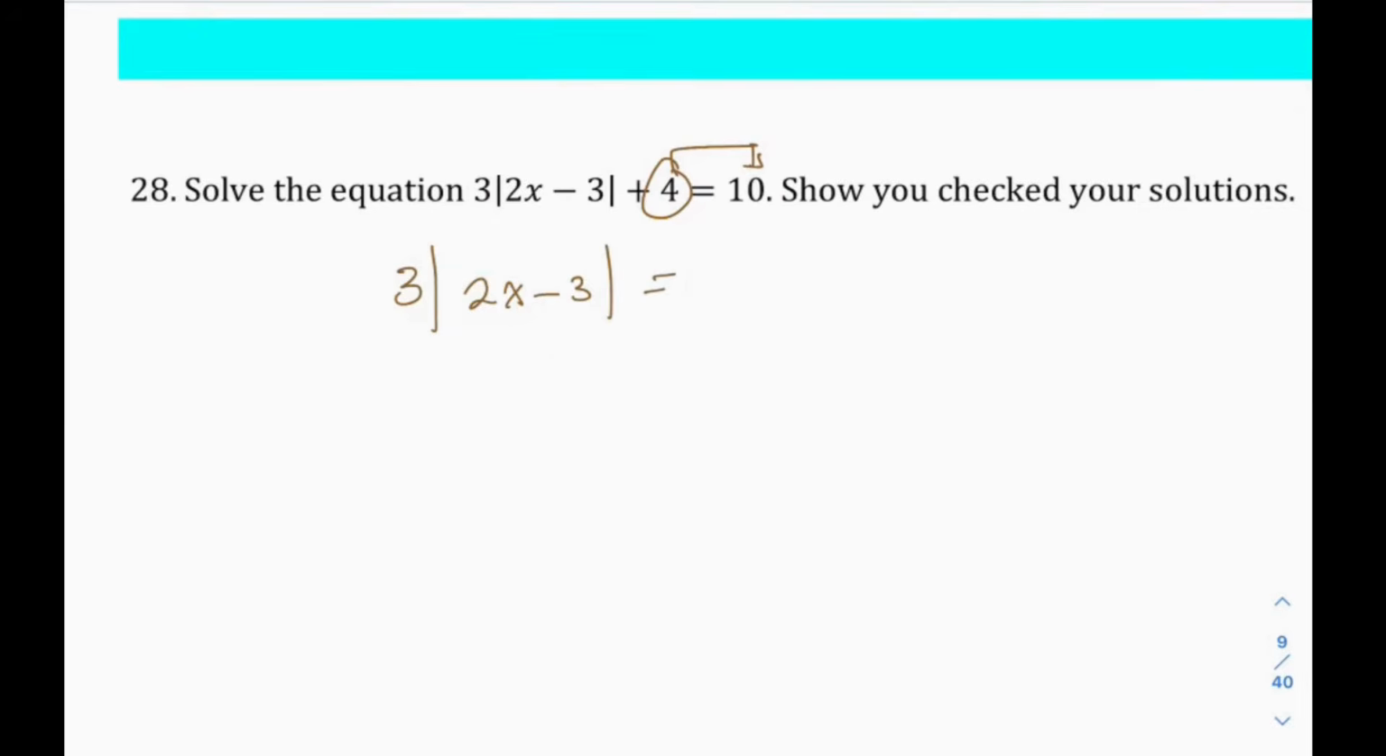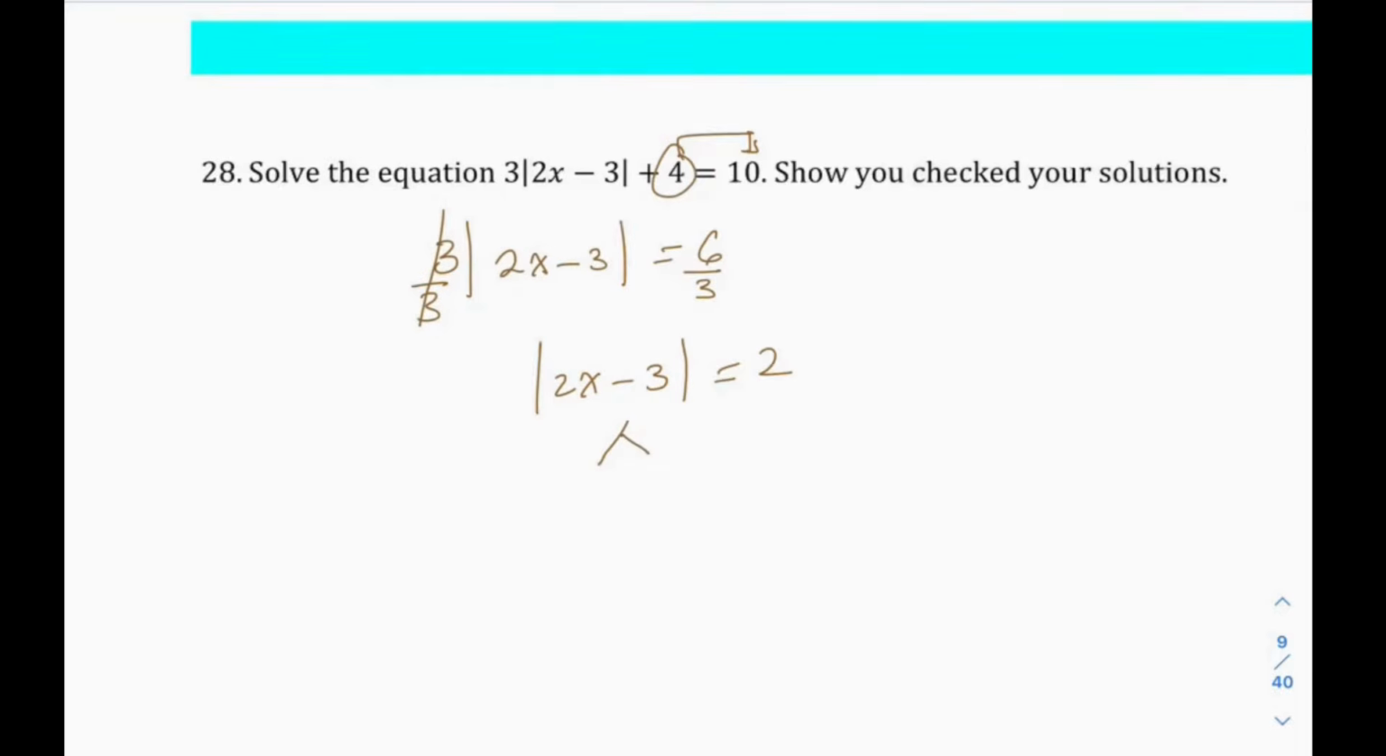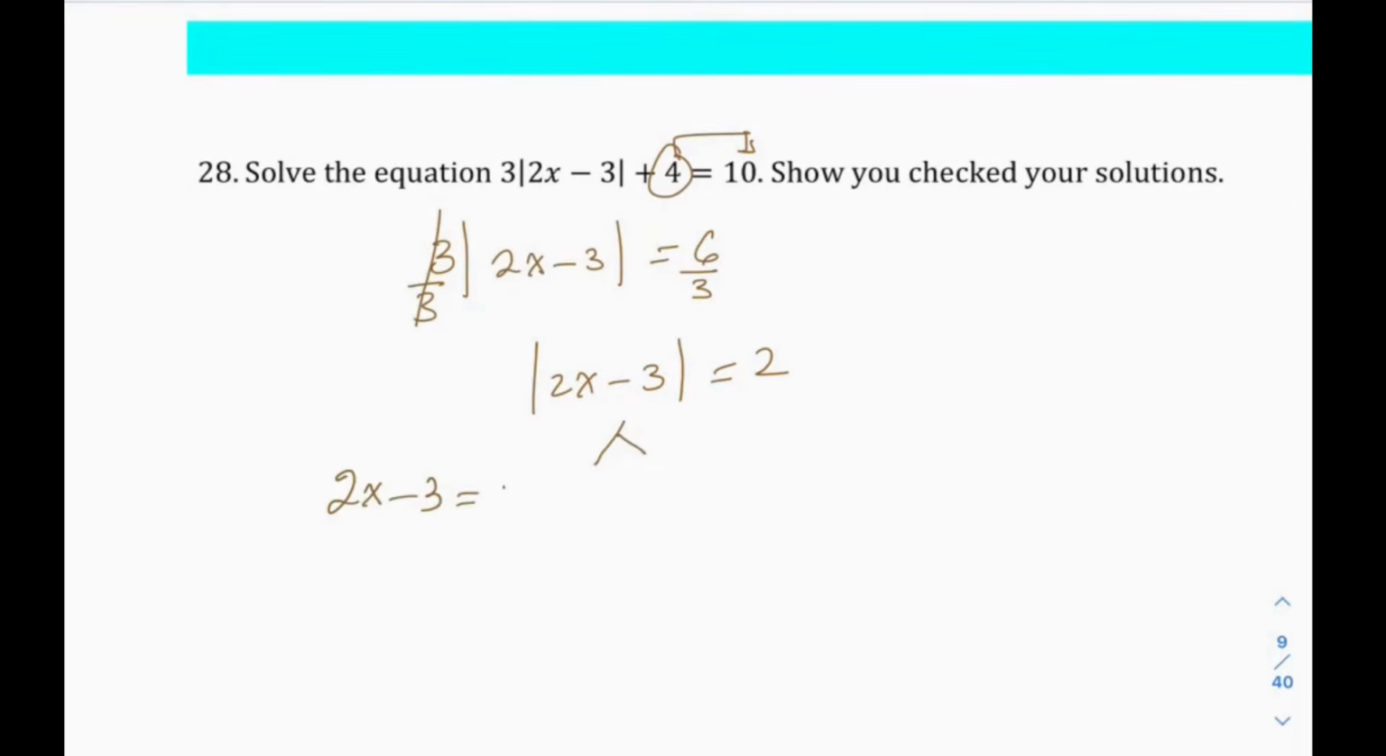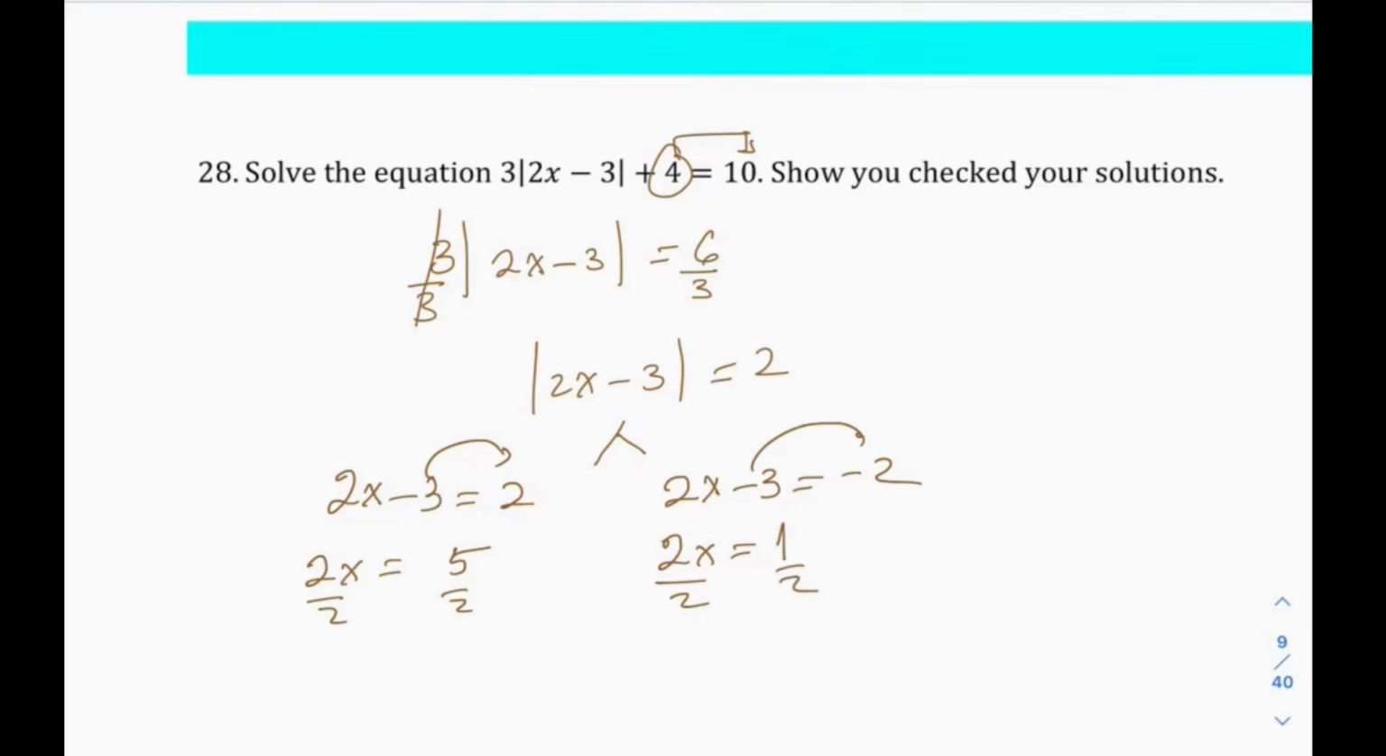This is more practice only, but not a different idea. And we end up with a positive number equals the absolute value. So we will have two cases. 2x minus 3 is 2, 2x minus 3 is -2, and 2x is 5, 2x is 1. Calculate it and check. When you divide, x here is 2.5, and here x is 0.5 or half. You can keep it even in the fraction form.